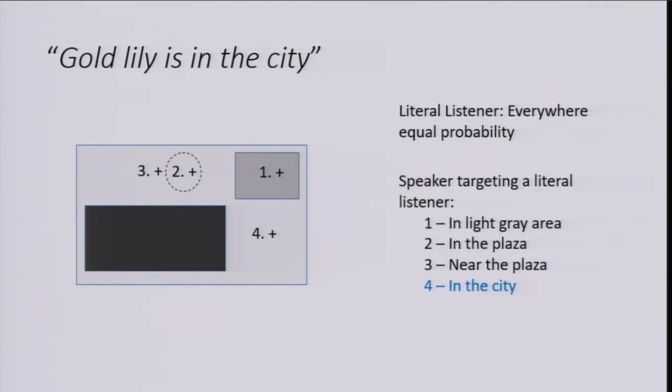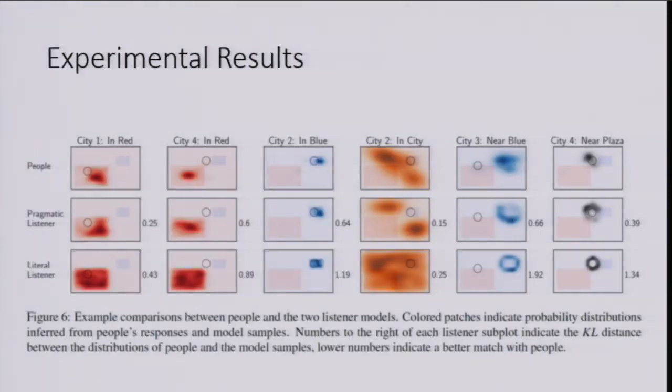If it was one, the pragmatic listener will evaluate that, okay, in that case, the speaker's most likely utterance would have been in the light gray area. If it was two, it's in the plaza. If it was three, it was near the plaza. And if it was here, it's probably in the city. That's the most likely utterance. So the user is more likely to say, okay, it was probably somewhere here or somewhere here. In this way, you evaluate the probability over the whole space, and it works out very fantastically.